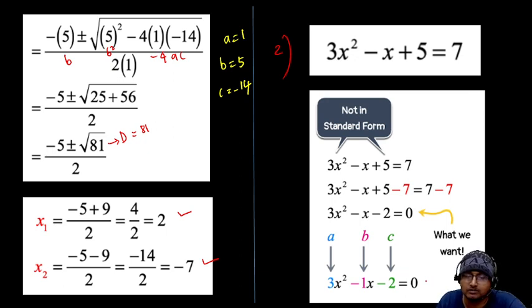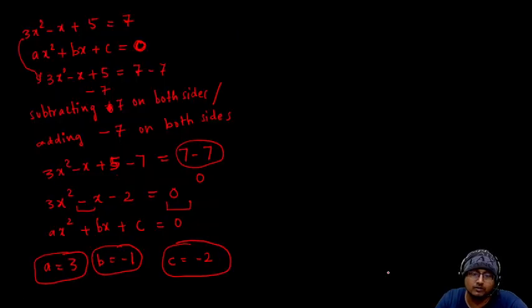So we have converted it into standard form. We did minus 7 on both sides, because 3x square minus x plus 5 is equal to 7 is not in the standard form. Subtracting 7 on both sides, we got one side 0. So a is 3, b is minus 1 and c is minus 2. So you also got the same thing.